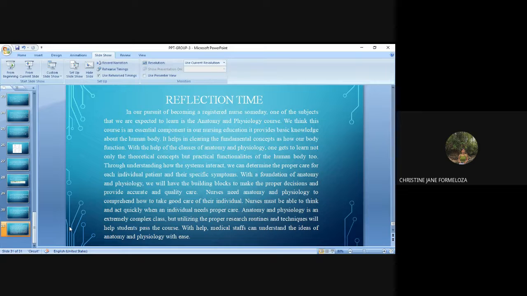Nurses need anatomy and physiology to comprehend how to take good care of their individual patients. Nurses must be able to think and act quickly when an individual needs proper care. Anatomy and physiology is an extremely complex class, but utilizing the proper research routines and techniques will help students pass the course. With help, medical staff can understand the ideas of anatomy and physiology. Before we end the reporting, let us remind ourselves of the meaning of anatomy and physiology: it is the study of the structure and the function of the human body.